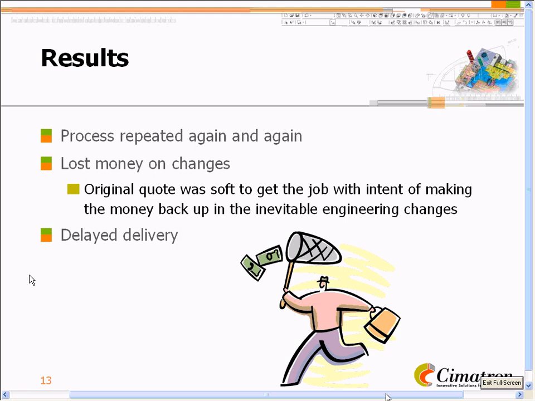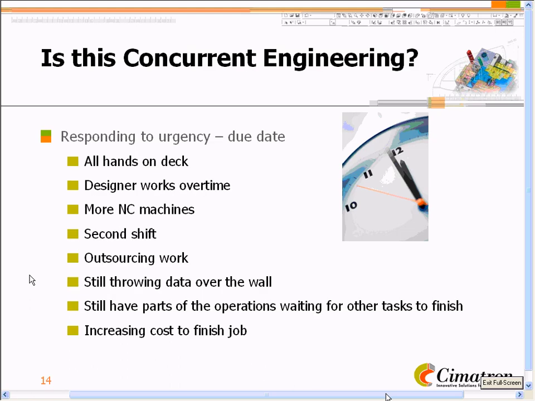And in this particular case, because the original quote was soft just to get the job, they were losing money on the engineering changes that were hoped for so that they could get that money back. And that, of course, means the whole job was a loss to them. And to make matters worse, not only did they not make money, but they were late on the delivery. And as you know, when an engineering change comes in, often the customer still wants that part in the original time frame. Now, to make the money, you have to provide it within that original time frame.